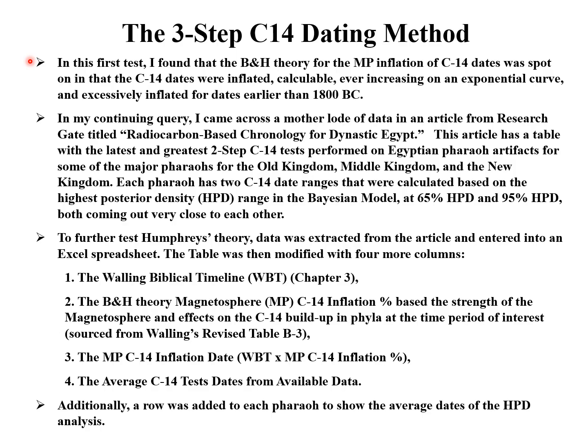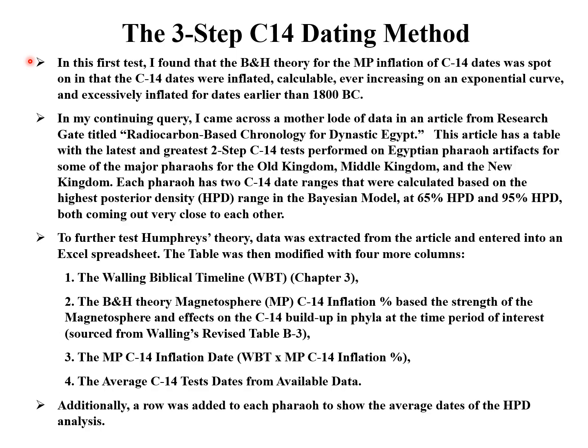This article has a table with the latest and greatest two-step carbon-14 tests performed on Egyptian pharaoh artifacts for some of the major pharaohs of the Old Kingdom, Middle Kingdom, and the New Kingdom. Each pharaoh has two carbon-14 date ranges that were calculated based on the high posterior density range in the Bayesian model at 65% high density posterior and 95% HPD, both coming out very close to each other.